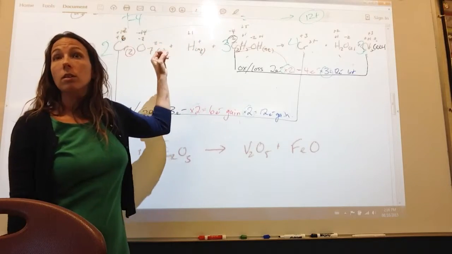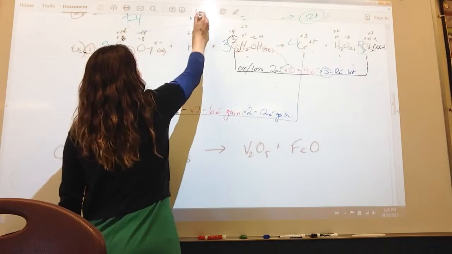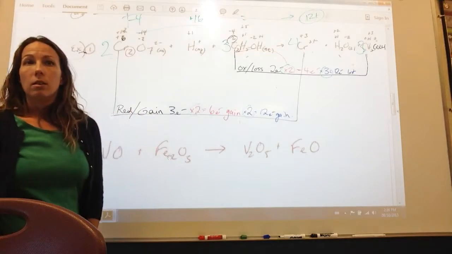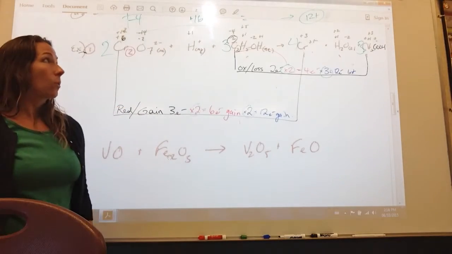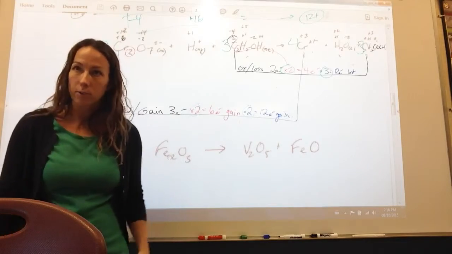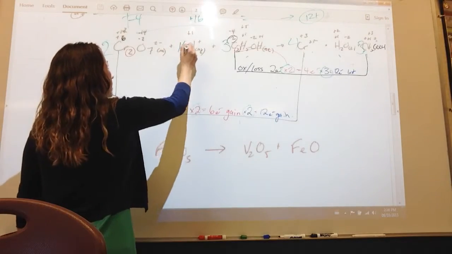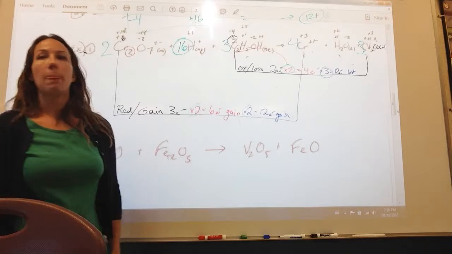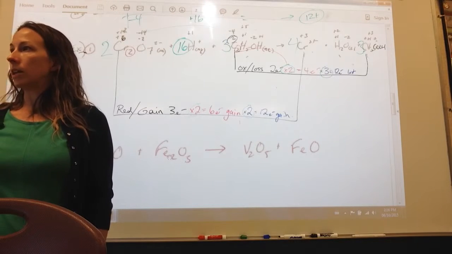What number? 3. Positive 16. Then that side equals positive 12, and that side equals positive 12, and my charges are balanced. So I'm going to put 16 H pluses. That's step 6.